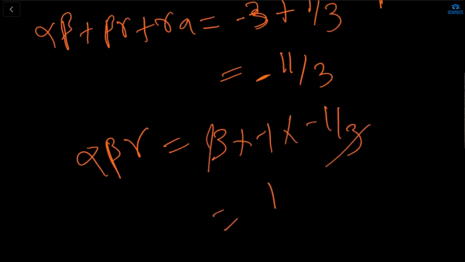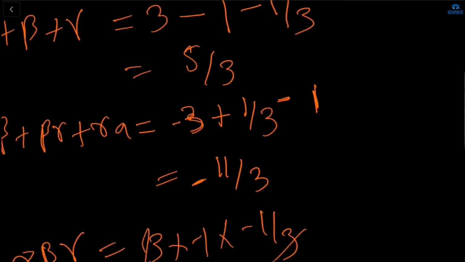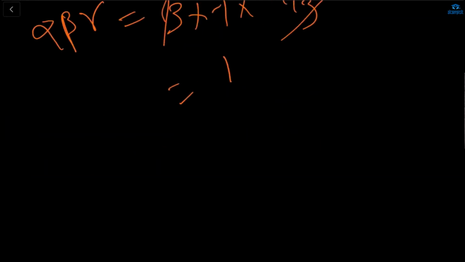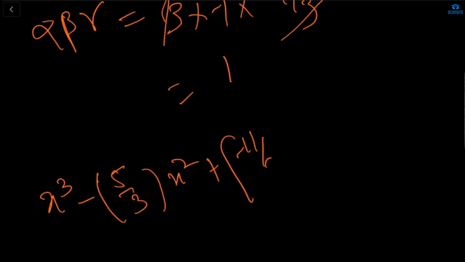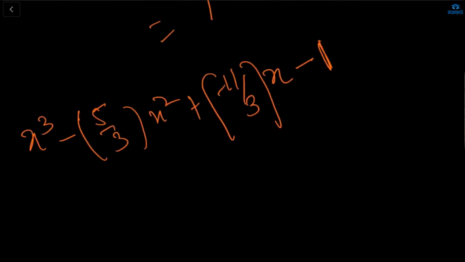Okay. So how do you form this polynomial? We have got all the three values, that is 5 by 3, minus 11 by 3, and 1. Then the polynomial will be x cube minus the sum of the zeros, 5 by 3, x squared, plus minus 11 by 3, that is the value we got, minus 1. Okay. So this is the required polynomial.